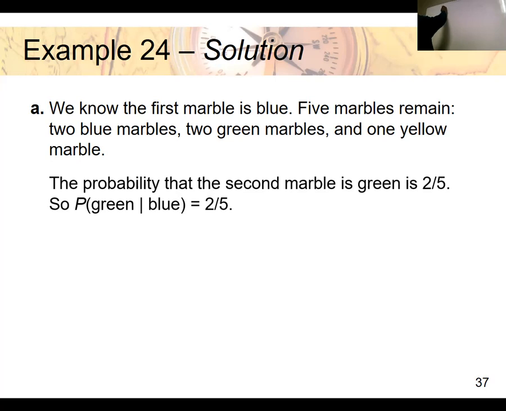3 blue marbles. I'm going to let these circles be the blue marbles, and the 2 green marbles. Since I don't have a yellow marker, I'll use orange and let that be yellow. So we know the first marble was blue. That's taken out, so now we have these 5 marbles remaining: 2 blue, 2 green, and 1 yellow.